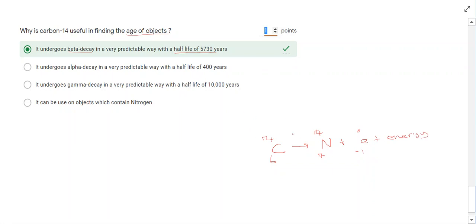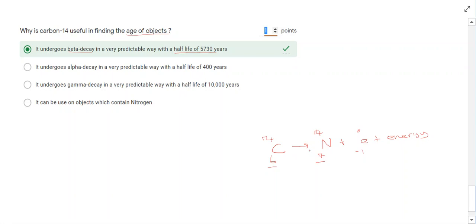So what's essentially happening here is you have carbon-14, which contains 6 protons and 8 neutrons. And what happens is that one of those neutrons actually changes into a proton. As a result, the atomic number, which represents the number of protons contained in the atom, increases to 7. The mass stays the same because the mass of a proton and the mass of a neutron are the same. So all that happens is a neutron changes into a proton, and as a result it increases the atomic number by 1.